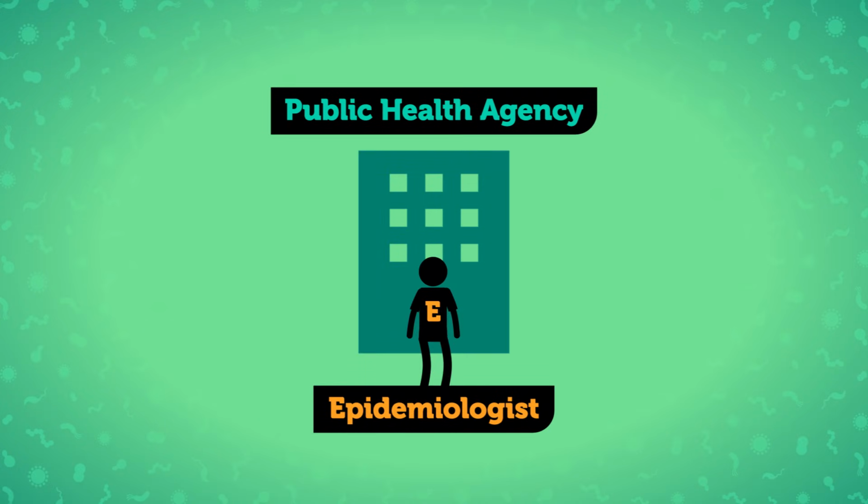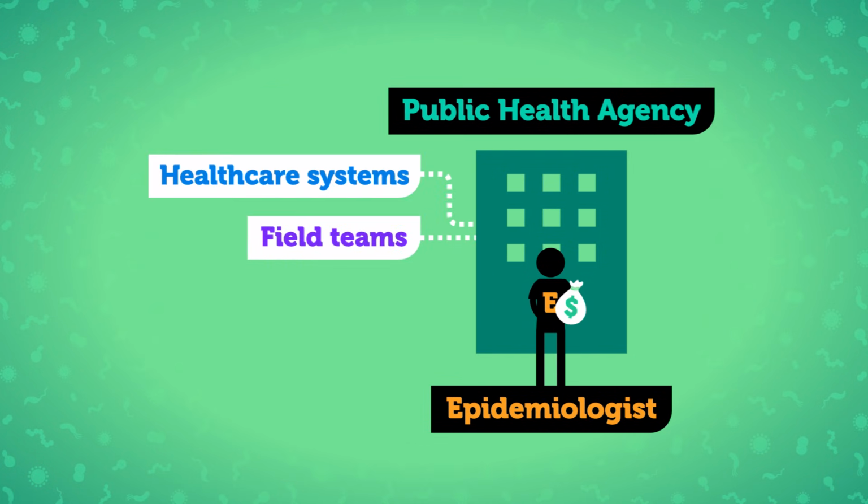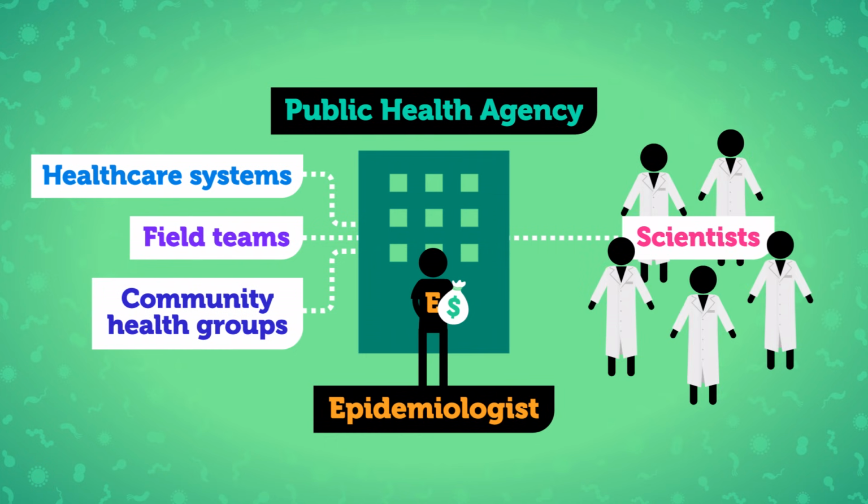But since, as we've seen in this series, outbreaks do continue to happen, public health agencies also play an important role in responding to the ones that do occur. One of the ways they do this is by supporting a discipline we visited in the series already: epidemiology. Public health agencies usually host epidemiologists or fund them in research institutions. They also help bring together data from the healthcare system, field teams, and other sources like community health groups, and share them with scientists from many disciplines so they can conduct investigations into the outbreak.